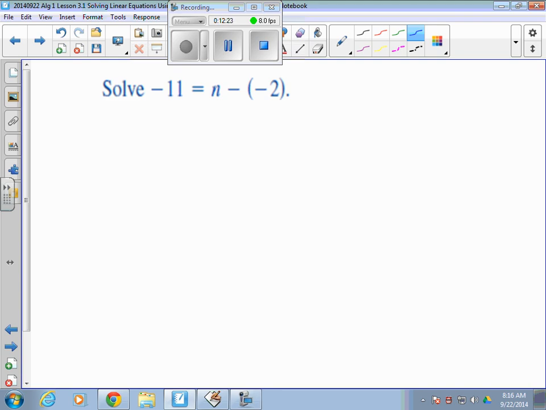Okay, we have negative 11 is equal to n minus a negative 2. Before you go across the equal sign from left to right or from right to left, you need to simplify each side of the equal sign. This says n minus a negative 2. Remember, anytime you have minus a negative, it's the same thing as a negative times a negative. So what that gives you is n plus 2. Minus a negative means plus a positive. So now we have negative 11 is equal to n plus 2.